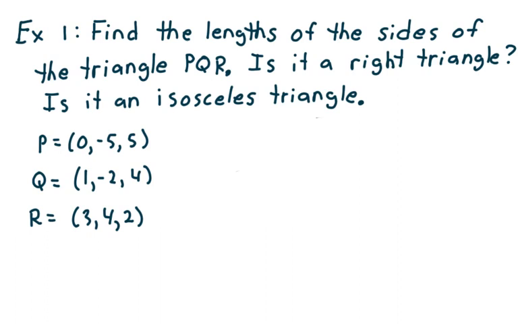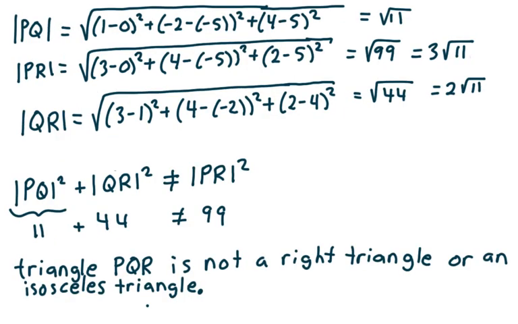And then the next part of this is, is it an isosceles triangle? So we're given points P, Q, and R. P is (0, -5, 5). Q is (1, -2, 4). And R is (3, 4, 2). So I found the distance between P and Q. I found the distance between P and R. Or you can think of this as the length of PQ. However you want to call it.